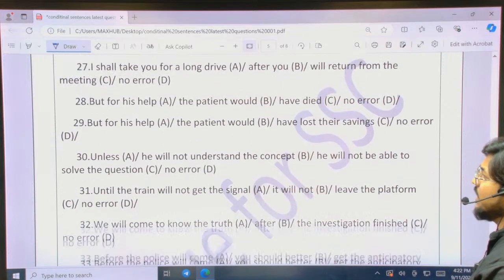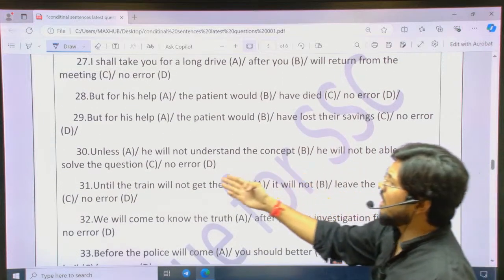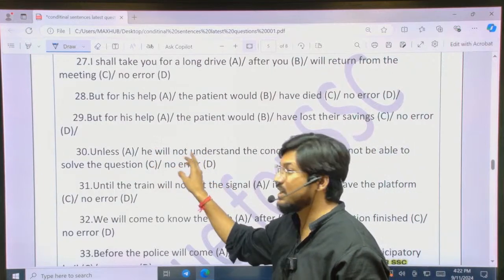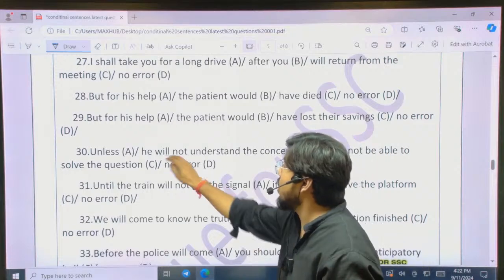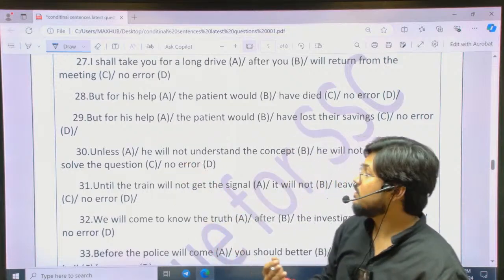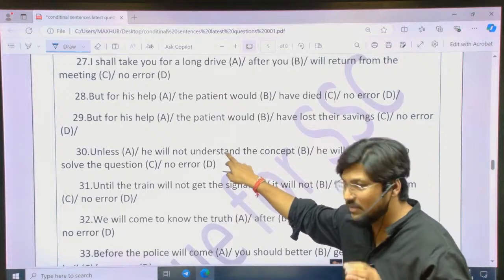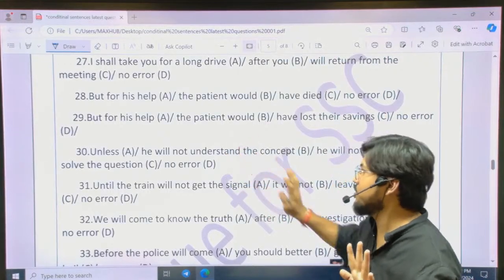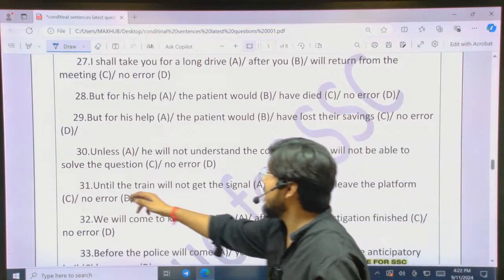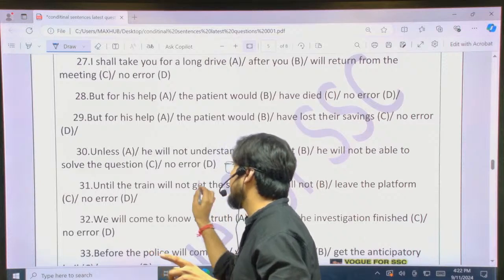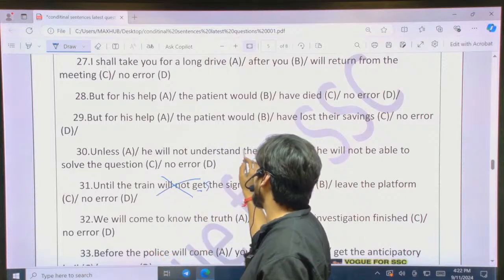Question number 30. Unless he understands, because will not will be used. These are the negative words. So will not will be replaced with understands, right? Understands must be the right answer. In the same question 31, until the train will not gets, not until the train gets the signal. Gets the signal, understands.